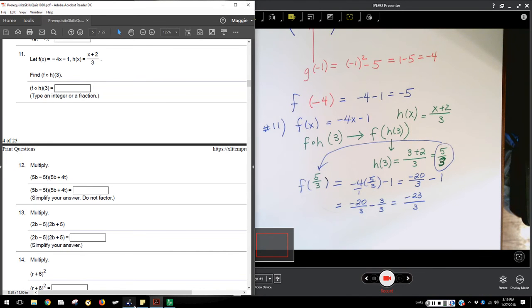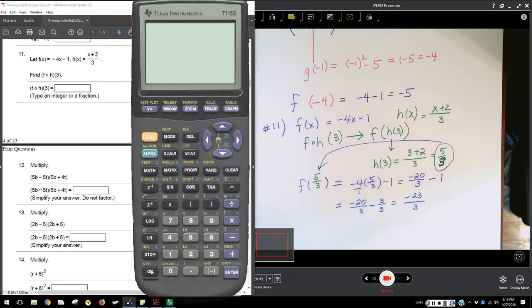And if you want to check that one on the calculator, it's actually pretty easy to do that. Since your function is negative 4 times x minus 1, and x is a fraction, I'm just going to do that from here. Negative 4 times 5/3 minus 1. Change the answer to a fraction, and I get negative 23 over 3.